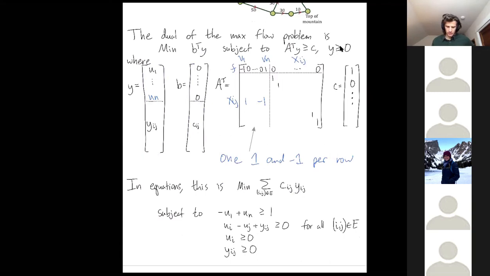Subject to, this first row is interesting. When I multiply this first row by this vector, I get negative u1 plus un. Do you see that? So this first row gives me negative u1 plus un has to be at least 1.